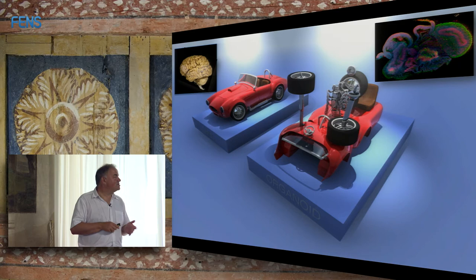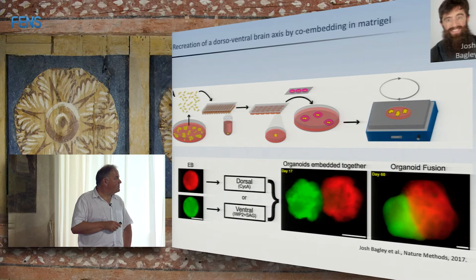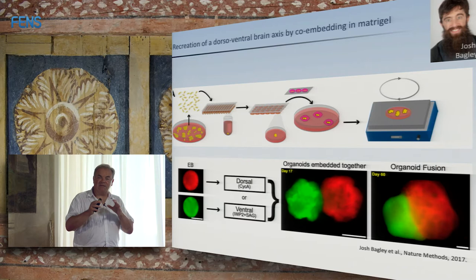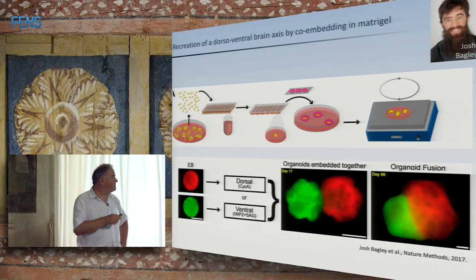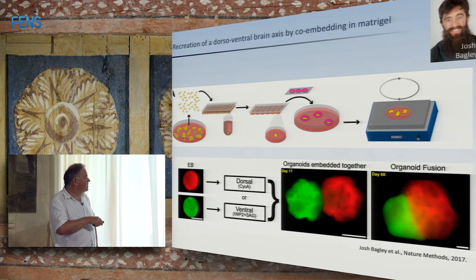And to overcome this, Josh Bagley in my lab actually generated a method for recapitulating orientations in an organoid. This is very similar to the method that Sergio has already mentioned, but it is to some degree distinct. That's why I wanted to mention it. So we pattern organoids with cyclopamine towards a pure dorsal fate, and with a Wnt inhibitor and a sonic agonist to a pure ventral fate.